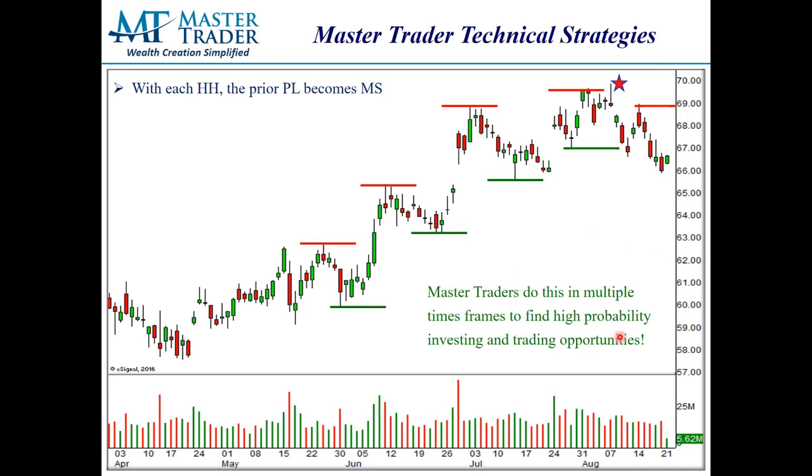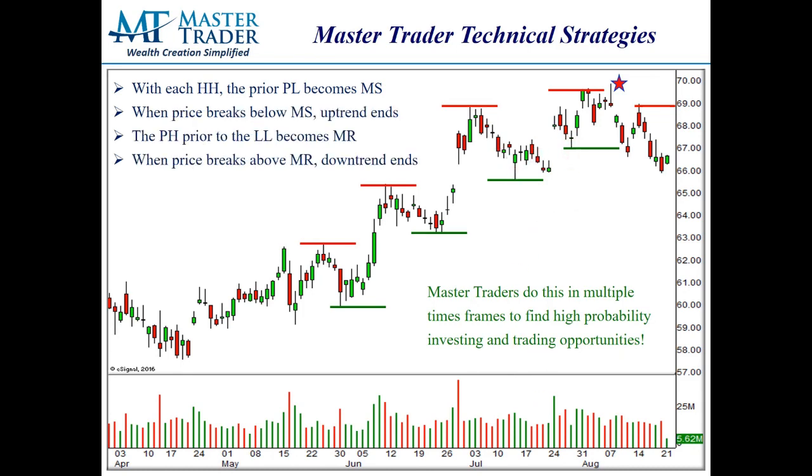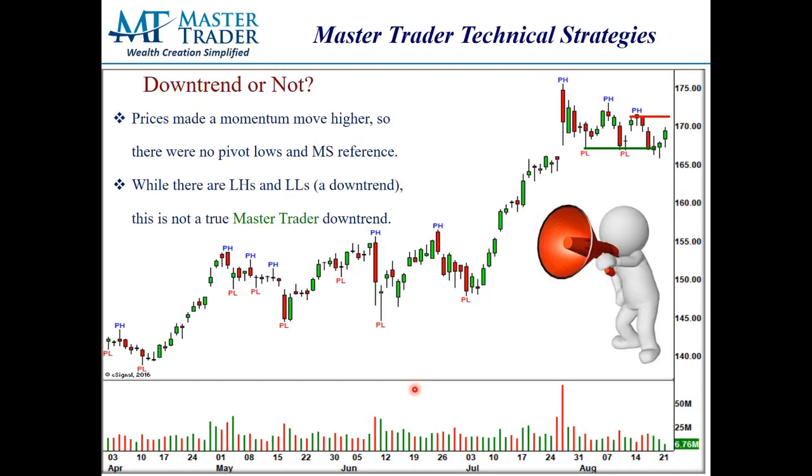Master traders do all of this in multiple time frames, and we find high probability opportunities, whether it's investing or trading. You're seeing the highs and the lows being marked here. I've already covered all of this with you. When price breaks that major resistance, the downtrend ends. So is it a downtrend or not here? You see the prices moved up sharply. They gapped up, and gaps like this will often create some pullback or consolidation. It could even end the trend.